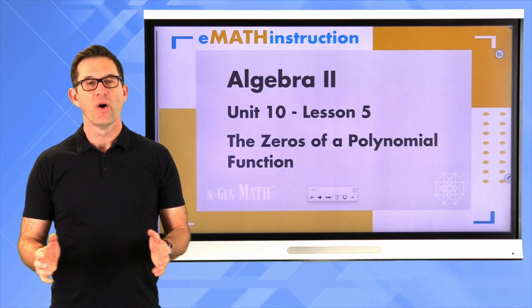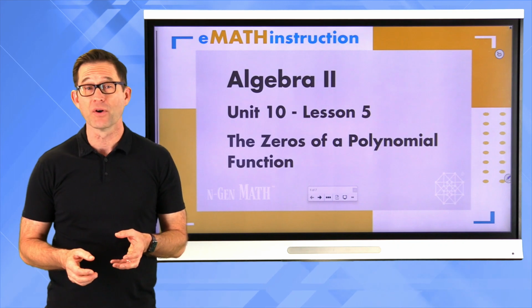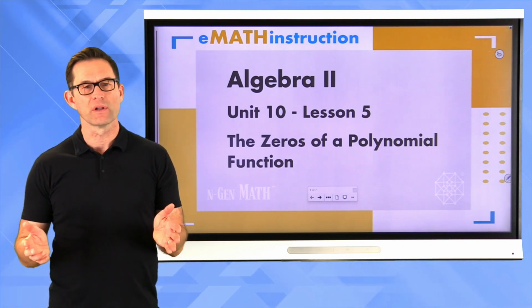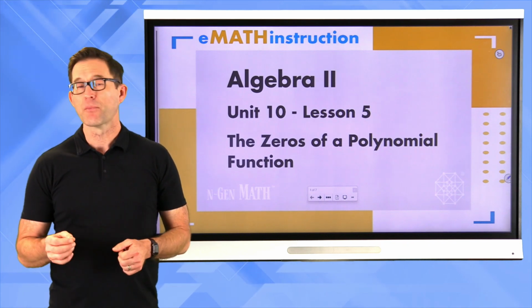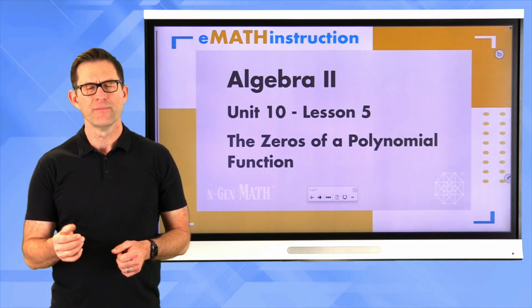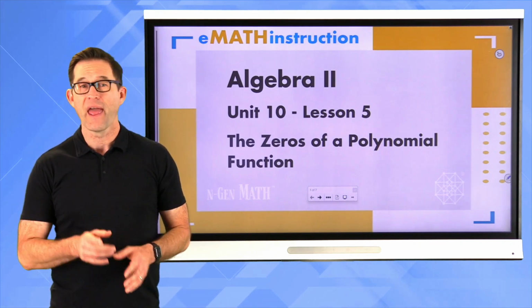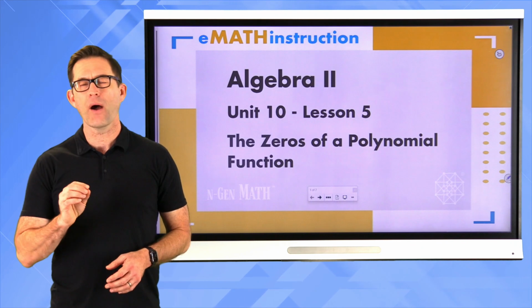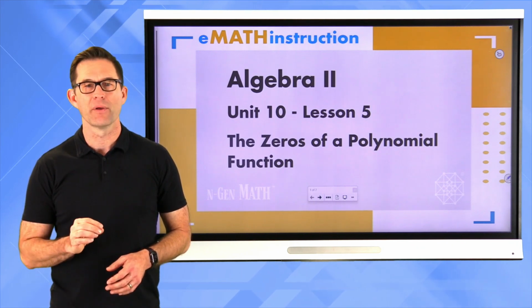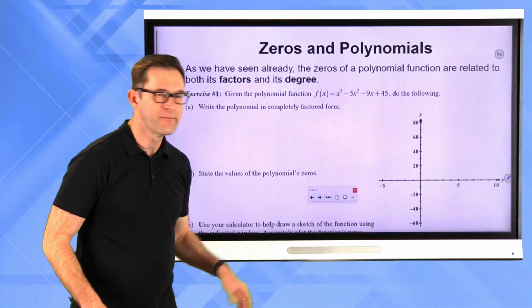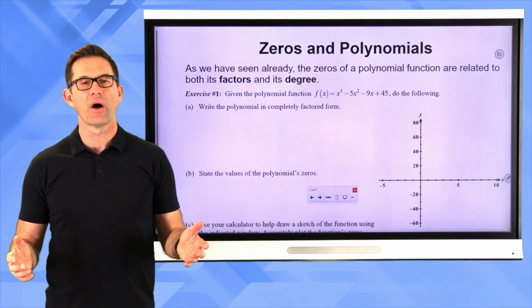Okay, so we've been now studying polynomial functions, how they look, how they behave in the long run, how the zeros relate to their degree, how the number of turning points relate to their degree. Today we're going to play around with finding the zeros of polynomials algebraically, and we're also going to play around with how we can write the equation of the polynomial if we know what the zeros are. So let's jump right into it. Here we go. Zeros and polynomials.